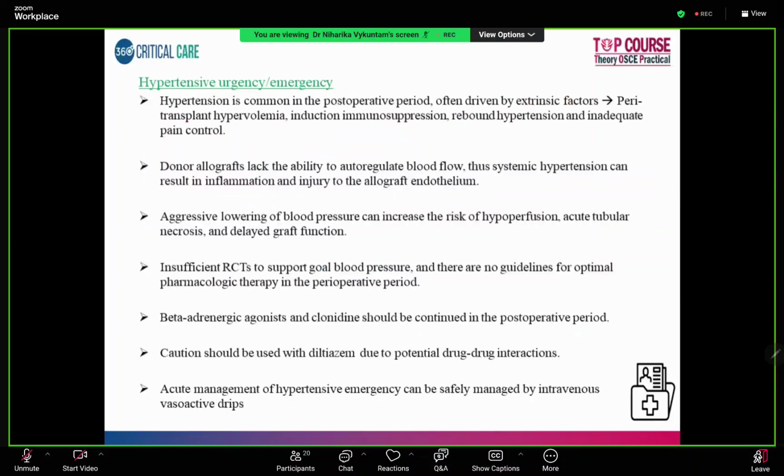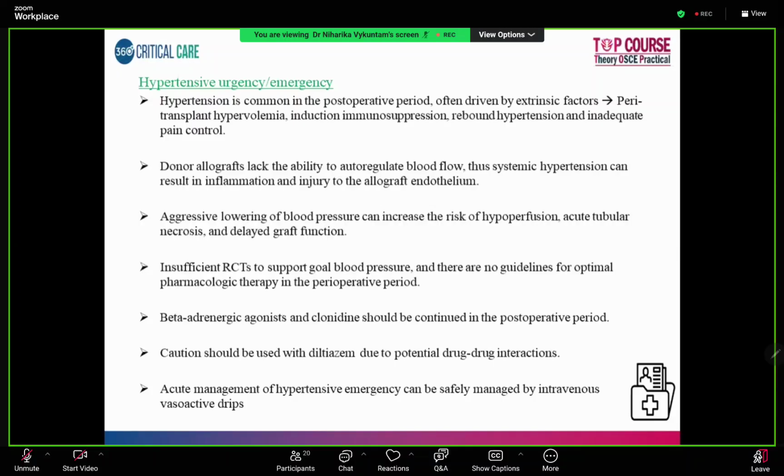So the first one is hypertensive urgency or emergency. I think most of you have seen that when you receive the patient from the renal transplant, within around 5 to 6 hours, the nurse comes to us and tells that, ma'am, the BP is too high. Okay, and if you see it is more than 180 or 200, that is a hypertensive emergency. How do you manage these patients?